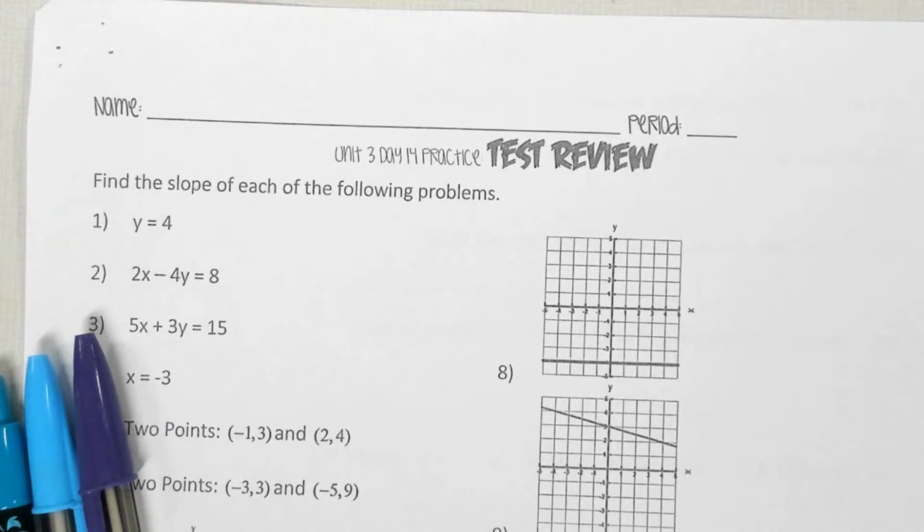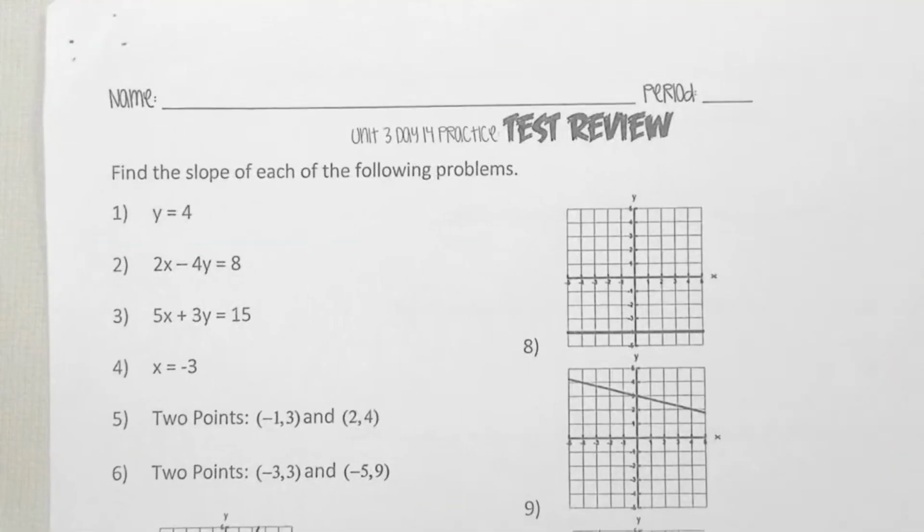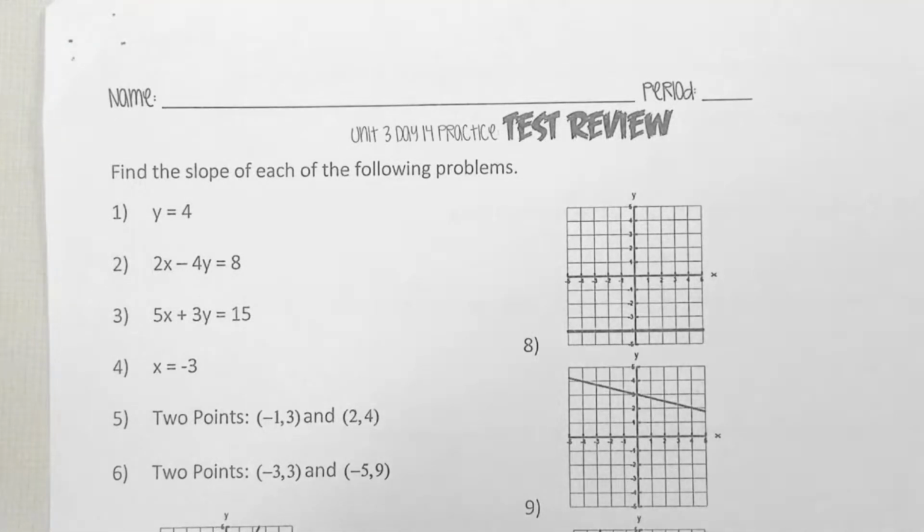Okay, Unit 3 test review. So the first 10, we're just finding slope. It says find the slope of each equation for the following problems.